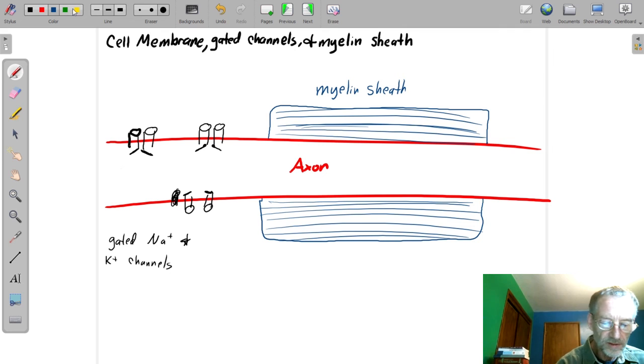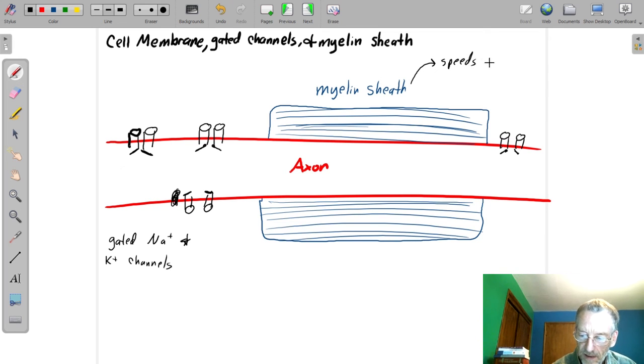And then at the nodes, or before and after each of these cells, again, you have gated sodium and potassium channels. And that speeds up the conduction of action potentials. And that's all I wanted to remind you of. Speeds AP transmission. They travel faster, significantly faster. Okay?